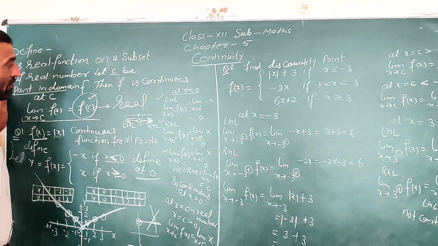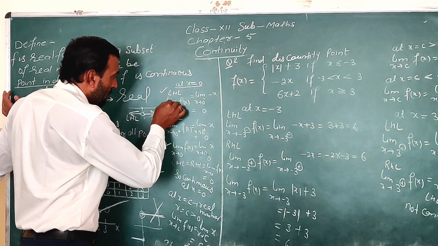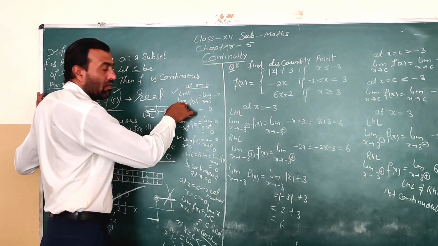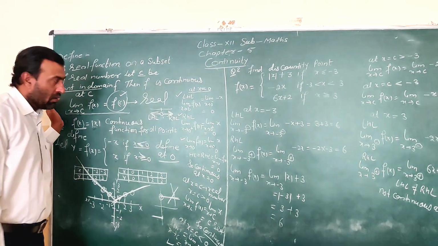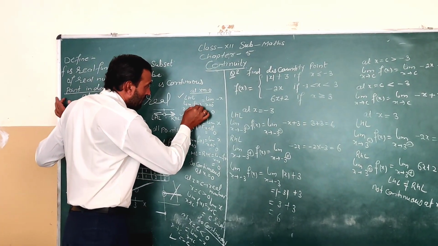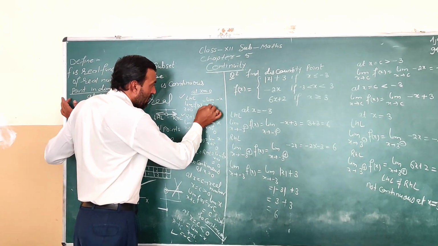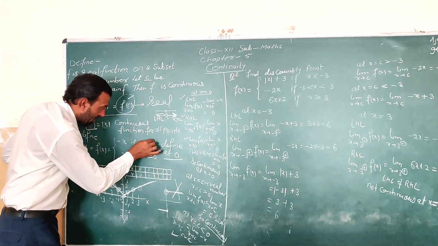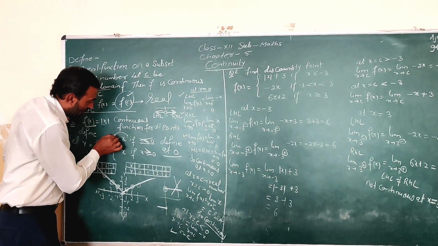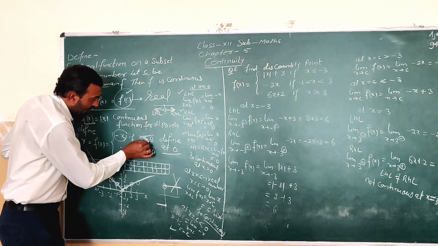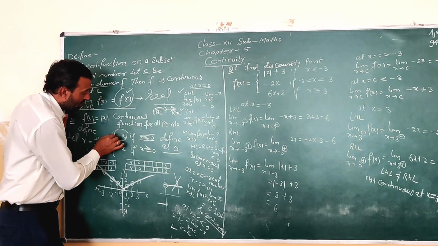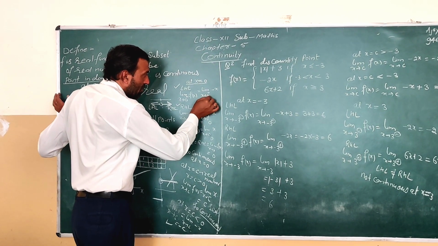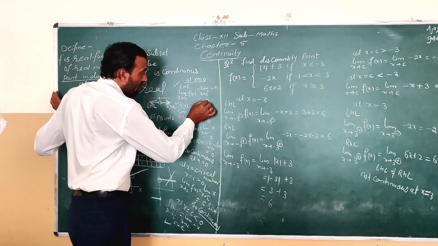So first of all, we discuss the left hand limit. Left hand limit, x tending to 0 with the negative sign. This negative sign means we discuss the left hand limit. Limit x tending to 0 negative, f(x). For the left hand limit, here x is less than 0, which means the answer is minus x. So write down here minus x. And the limit x tending to 0, put the value 0, we get the answer 0.